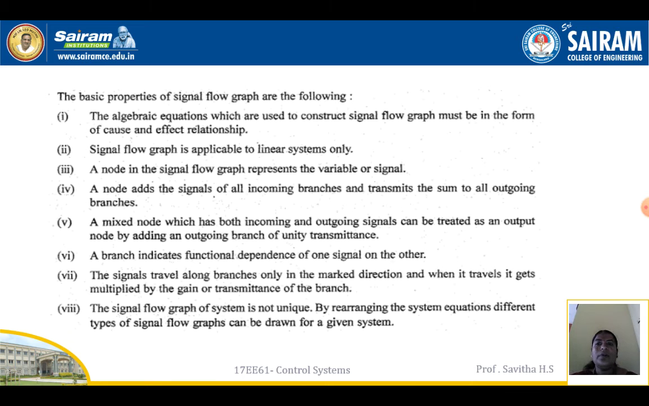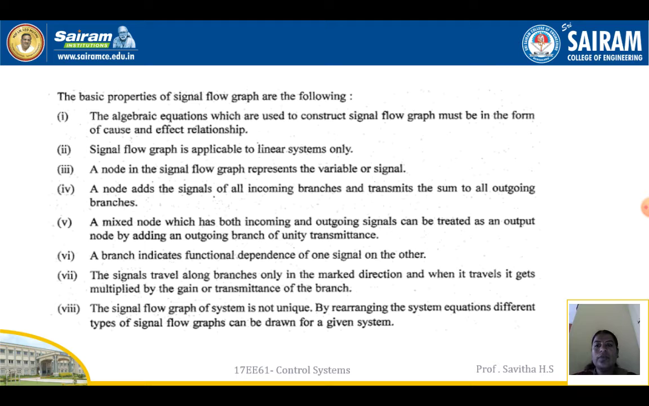The basic properties of signal flow graph are the following. The algebraic equations which are used to construct a signal flow graph must be in the form of cause and effect relationship. Signal flow graph is applicable to linear systems only. A node in the signal flow graph represents the variable or signal. A node adds the signal of all incoming branches and transmits the sum to all outgoing branches.